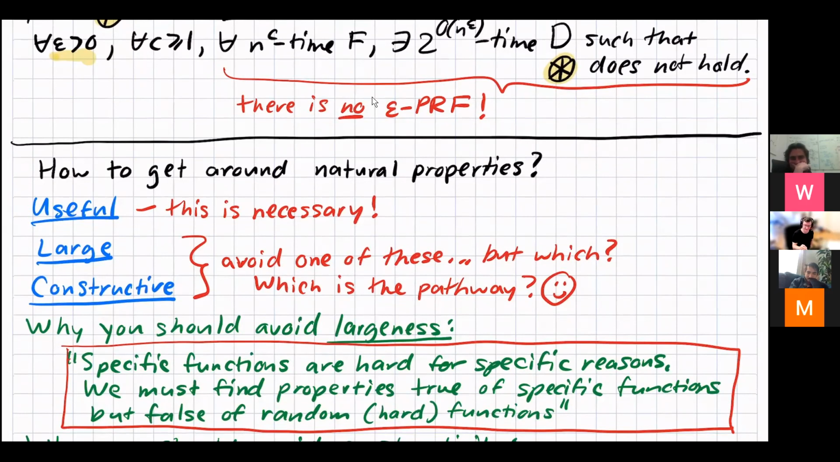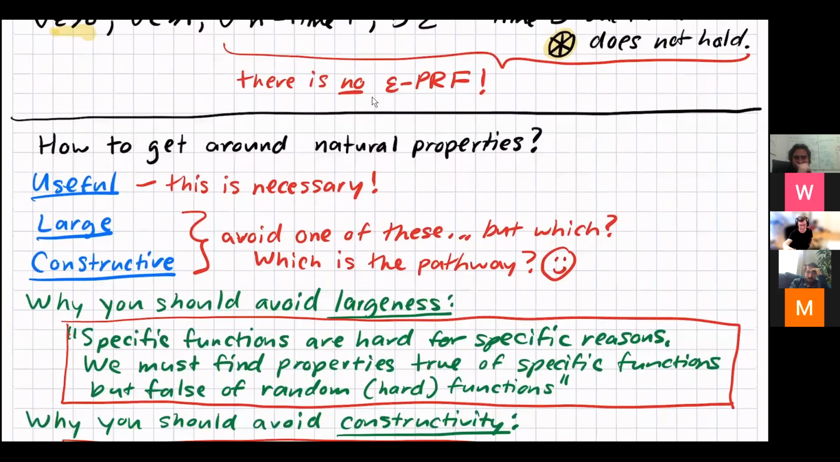The idea there is that if I'm proving lower bounds against a specific function, it's hard for a specific reason. Think of a complete problem, like for NP. It has really interesting structure, it's not going to look random in any well-defined sense, so it's going to be hard for a specific reason. So we have to find properties that are true of specific functions but false of random hard functions. Maybe we have some property that declares literally everything easy except this one function that it declares hard. Maybe your proof has to work like that.